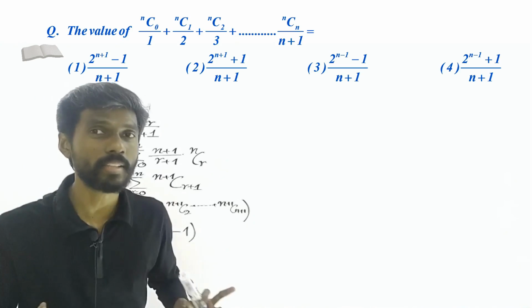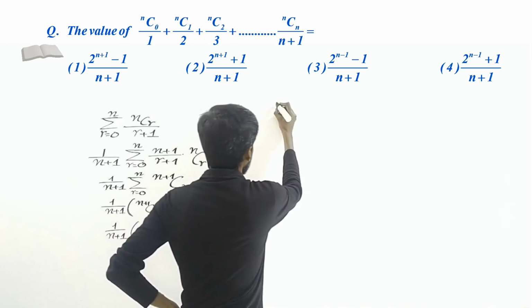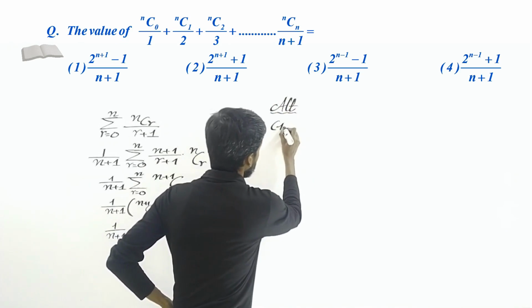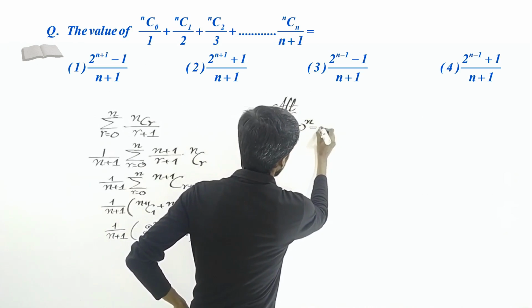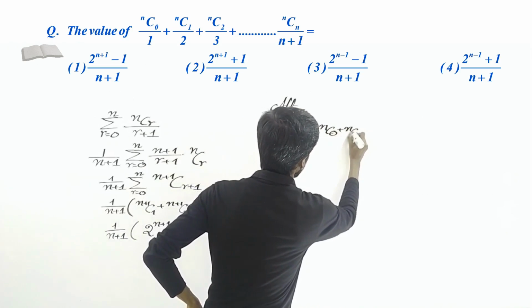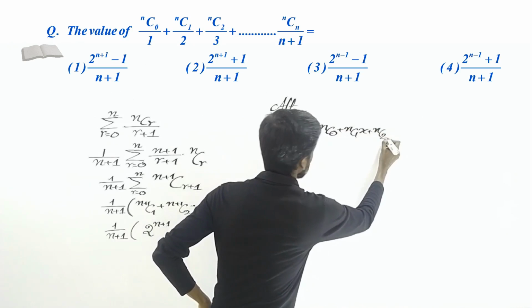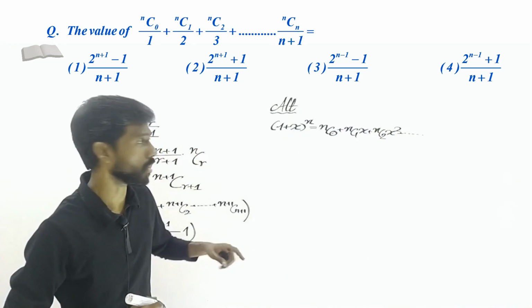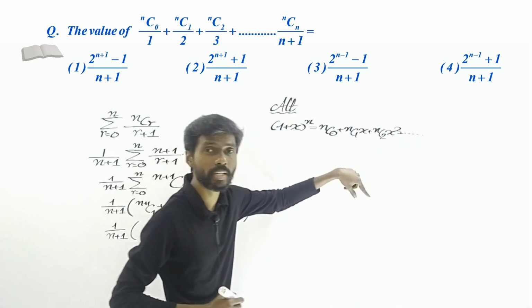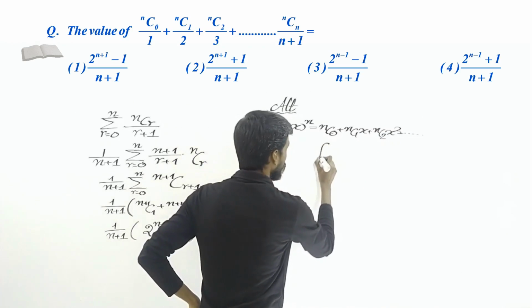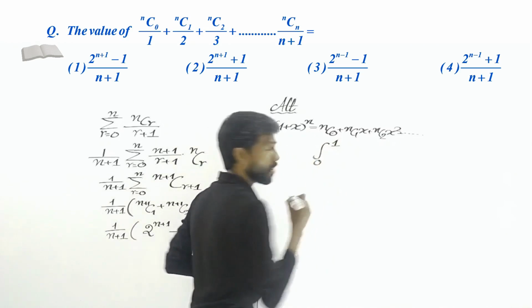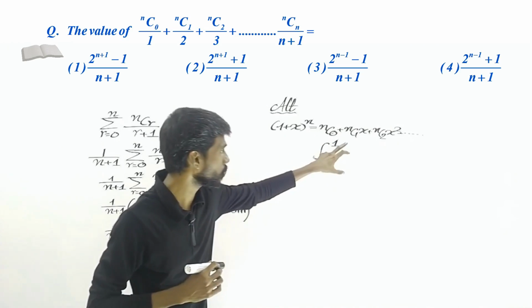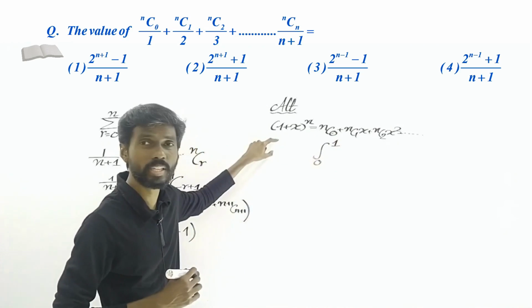If you try the other method, that is integration, that is an alternative method. We know the basic expansion, 1 plus x to the power n, that is nC0 plus nC1 x plus nC2 x squared, etc. Now we have to do integration to get this number in the denominator. Let us do the integration with the limit 0 to 1, because finally we are going to substitute 1 only, so a definite integral.